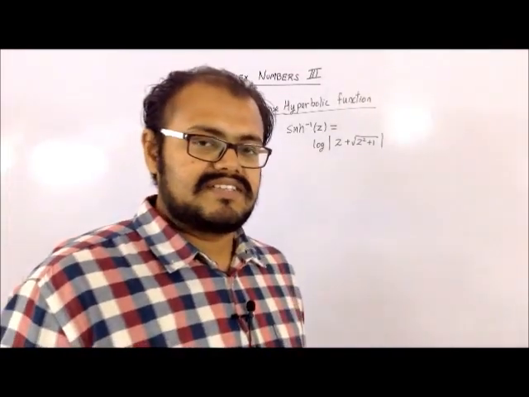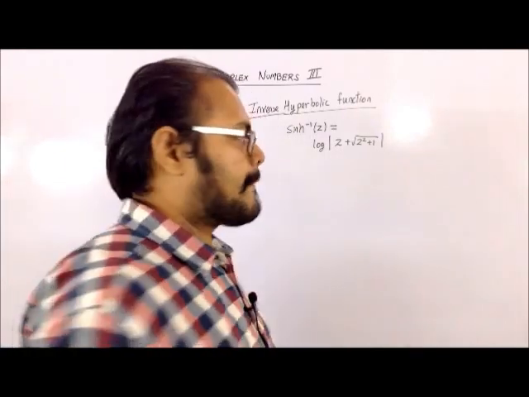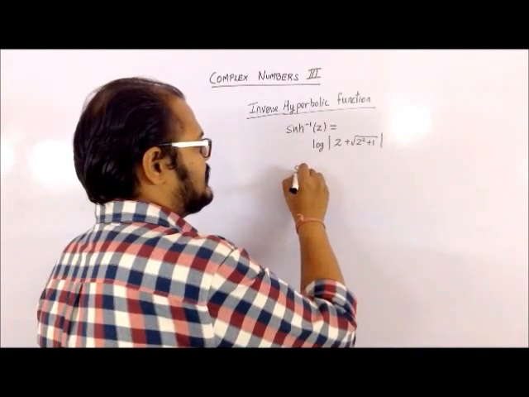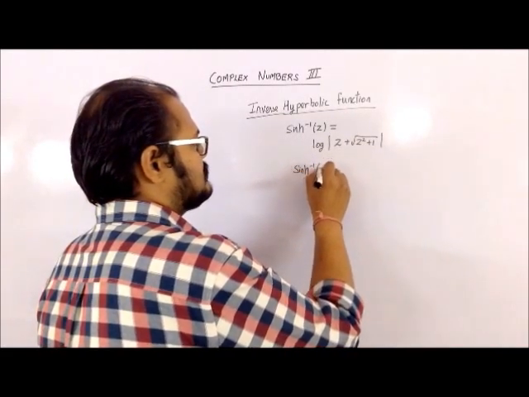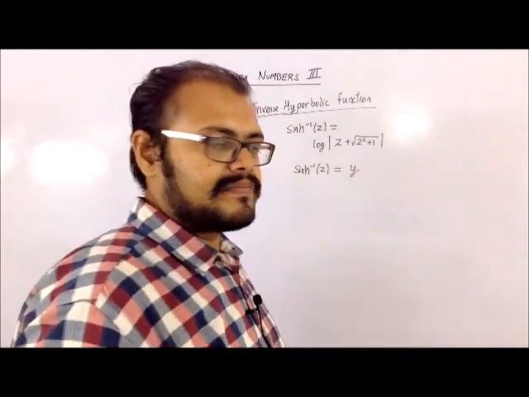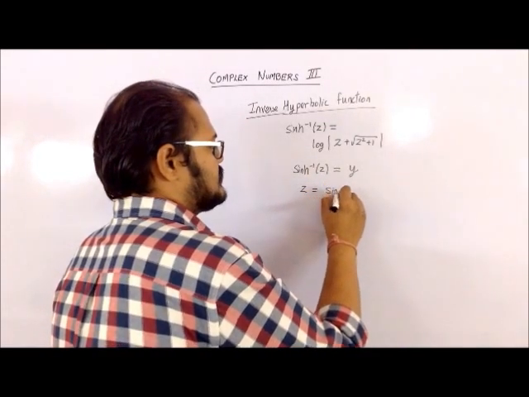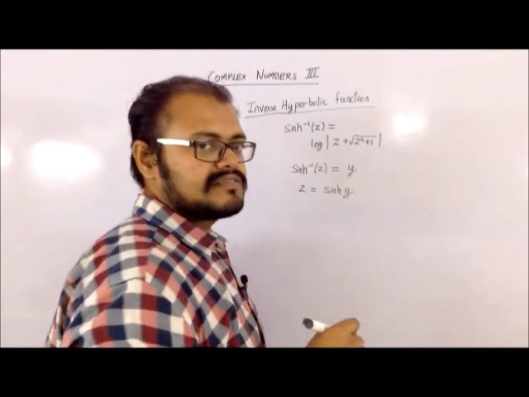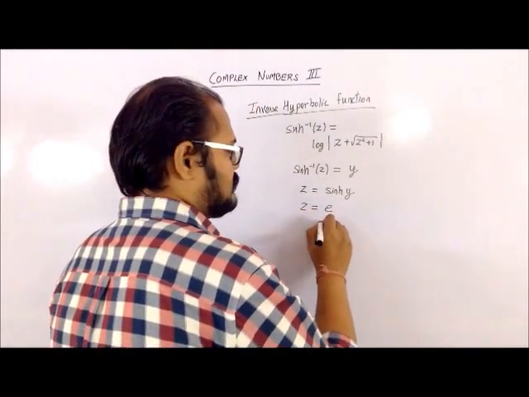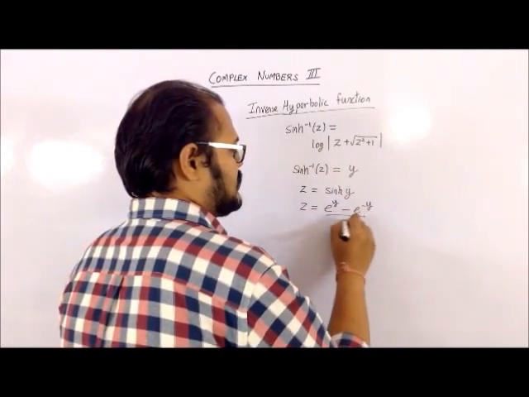Now let us try to derive this part, that is finding the inverse of a hyperbolic sine. Let us try to derive this formula. So let me take the LHS part and let me equate it to some variable y. Now I can write this as z is equal to sin h y. Now sin h y can be written as, we have learned the formula, it is e raised to y minus e raised to minus y by 2.